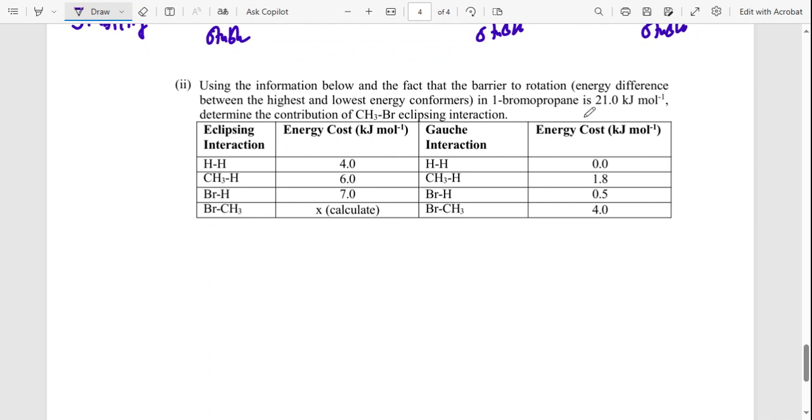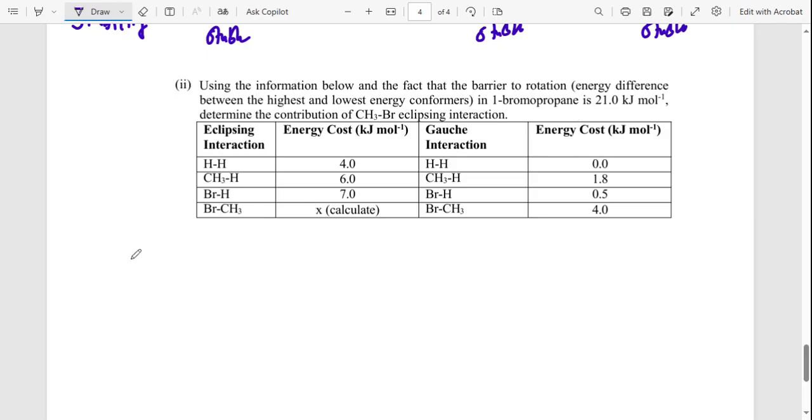to rotation, the energy difference between the highest and the lowest energy conformer in 1-bromopropane is 21 kilojoules per mole, determine the contribution of CH3-Br eclipsing interaction. So we want to calculate the value of X here. Okay, that's a contribution, and remember, that's for an eclipsing. And we've been told that the barrier to rotation, the energy difference between the highest and the lowest energy conformer, is 21. The highest and the lowest is that.